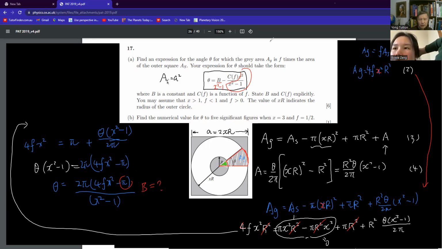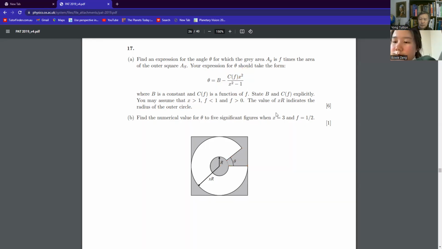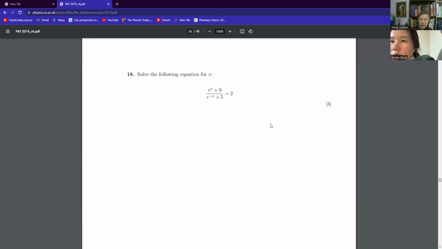Okay, let's stop here. There's no point to solve this now, because we know the direction to go. Let's save that. Go to next one. Yeah, we need to finish.